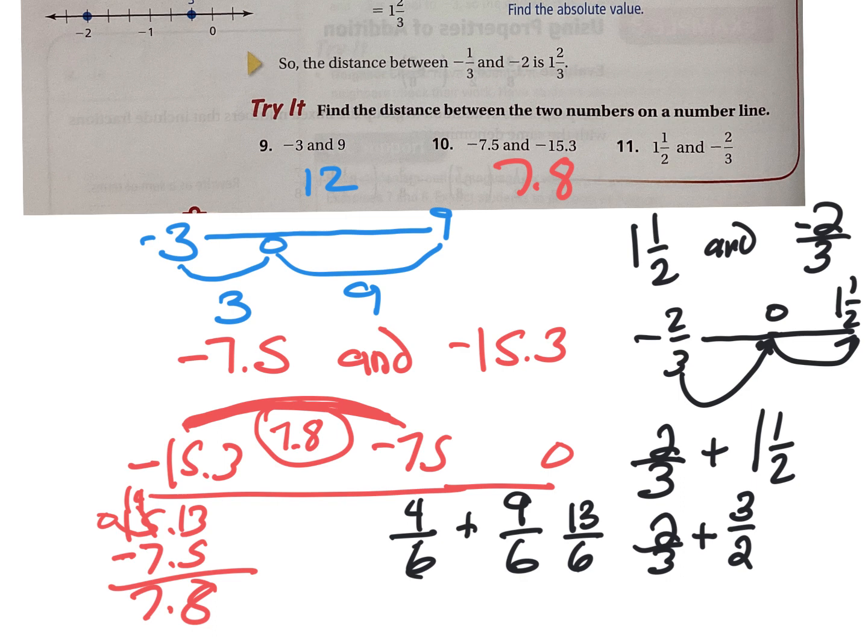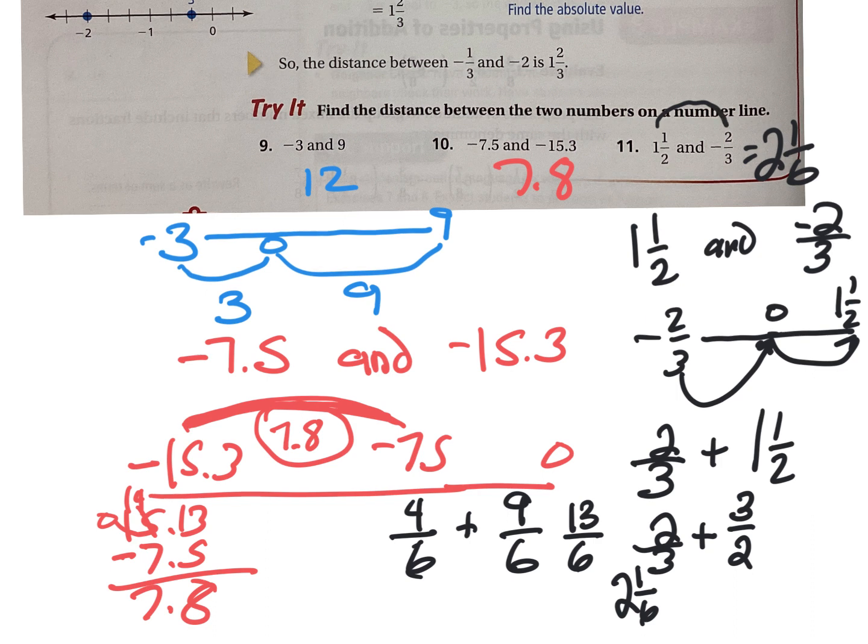So let's go back, and I ask myself that same question. 6 goes into 13 2 times. Okay, so that'd be 12, and that leaves 1 left over. 2 and 1/6. So the distance between here, this positive and this negative, is 2 and 1/6.